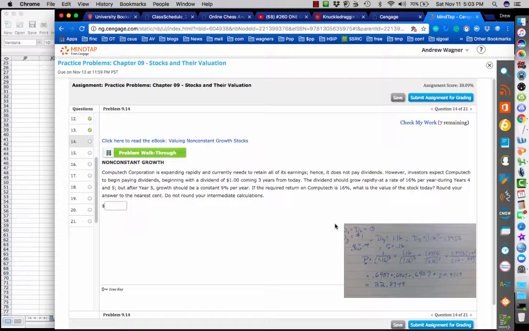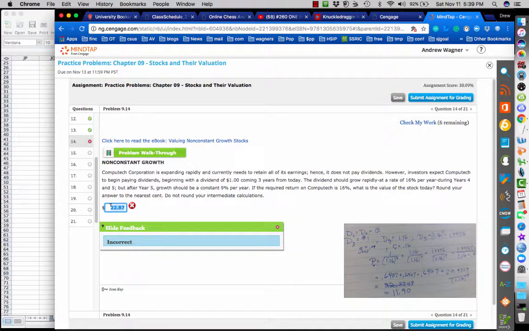And here we have no dividends paid for the first 2 years, and 3 years out, it starts paying a $1 dividend with a growth rate of 15% per year in years 4 and 5, and then after year 5 growing at a constant 9%. So here's how I have this worked out. Required return is also 16%, which happens to be equal to the growth rate for those first 3 years. So that's why those first 3 terms of our present value analysis are the same. End up with 11.9.